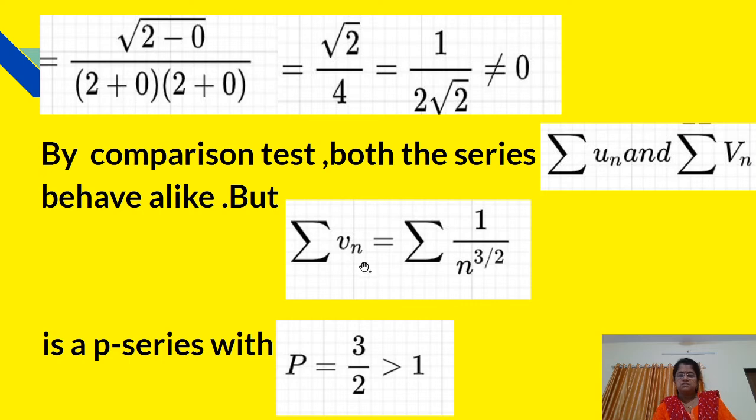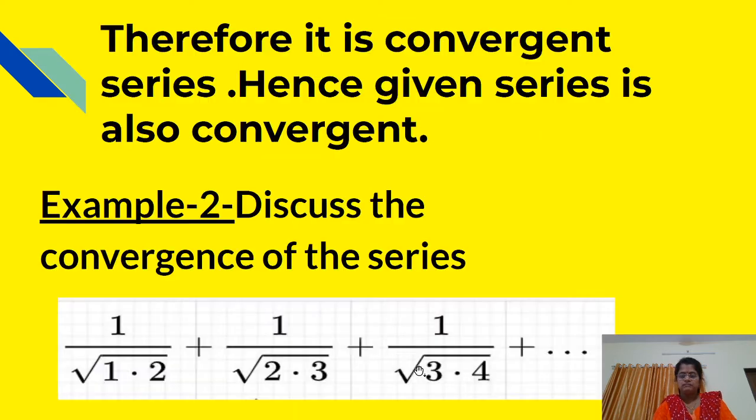But summation vn is equal to summation 1 upon n raised to 3 by 2. This is the p series with p equal to 3 by 2, which is greater than 1. Therefore, it is a convergent series and hence the given series is also a convergent series.